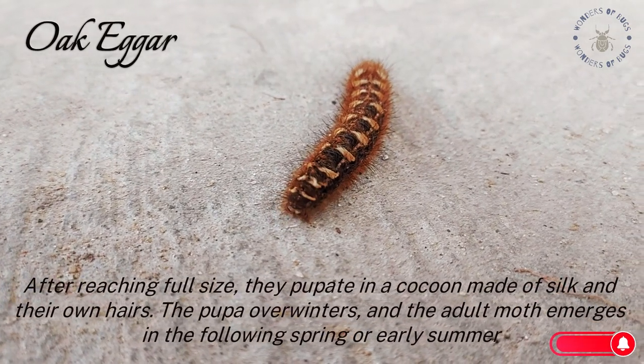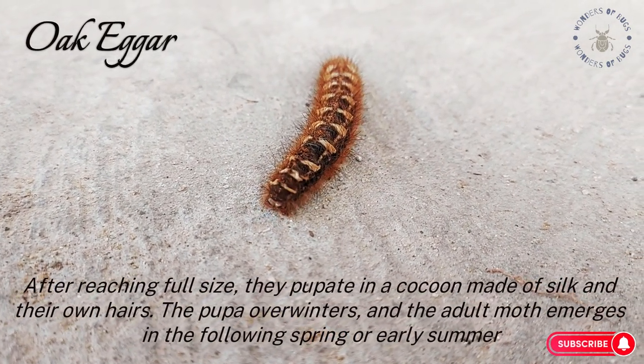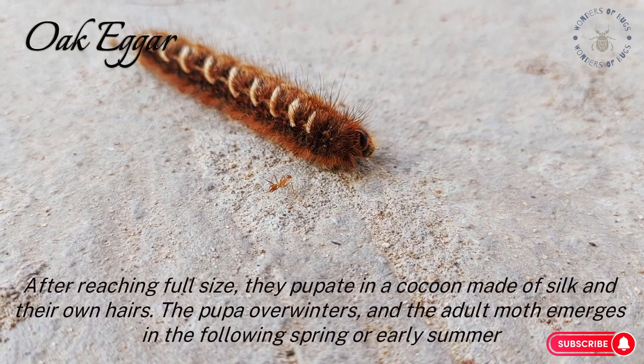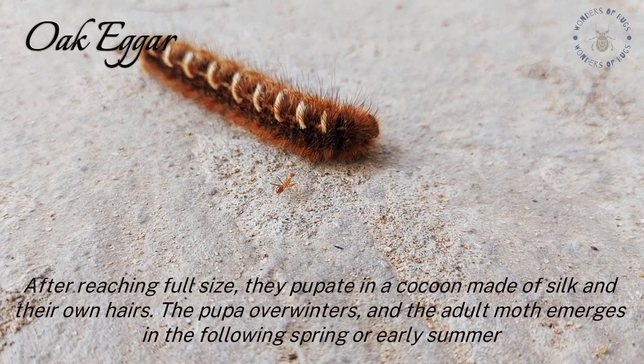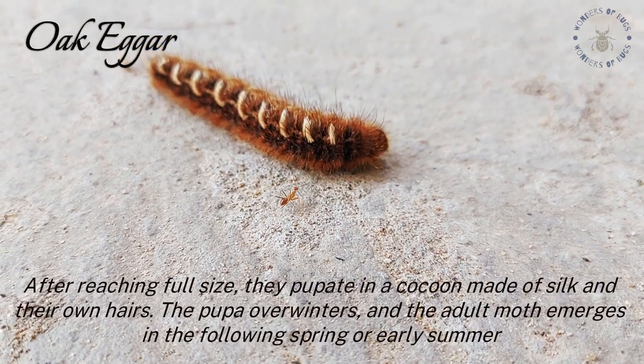After reaching full size, they pupate in a cocoon made of silk and their own hairs. The pupa overwinters, and the adult moth emerges in the following spring or early summer.